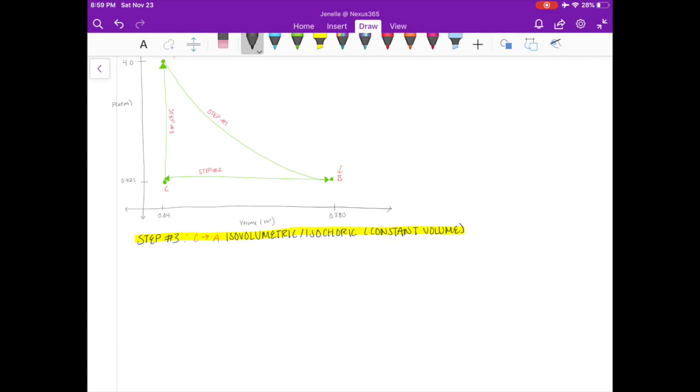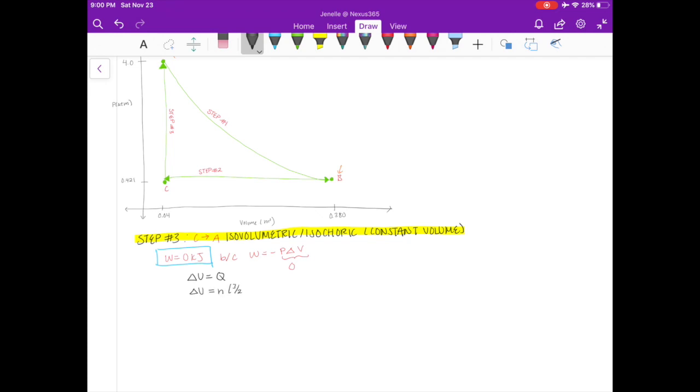In isovolumetric steps, there's no work being done, so work equals 0 kilojoules. And this is because work equals negative P delta V, and since delta V is equal to 0, work is also equal to 0. And because there is no work being done, the internal energy change just equals the heat flowing in or out of the system.